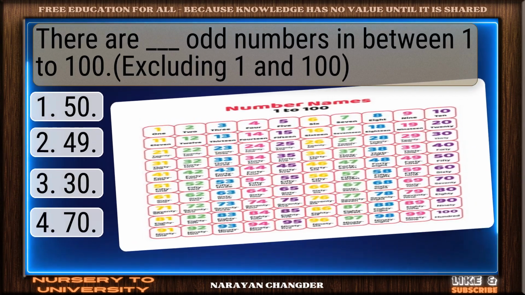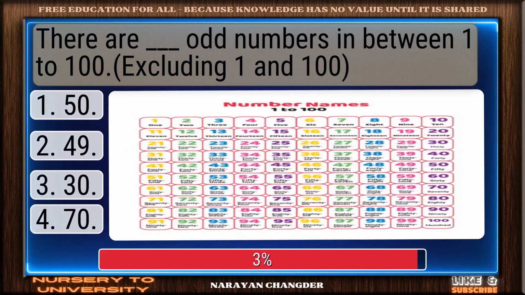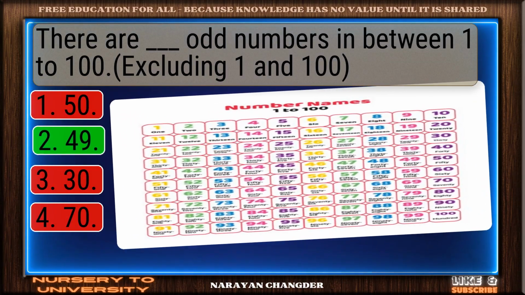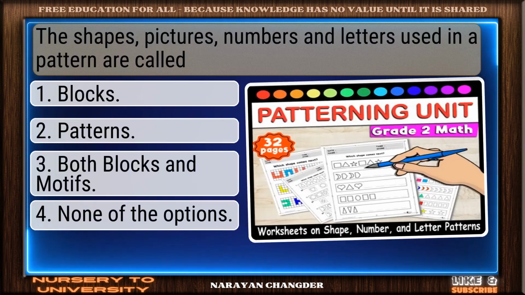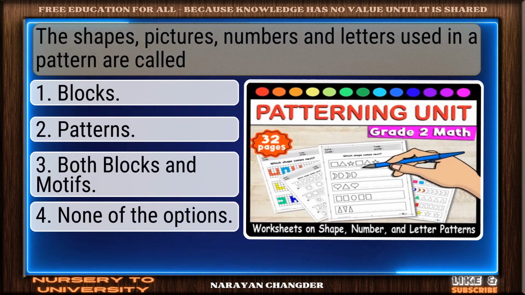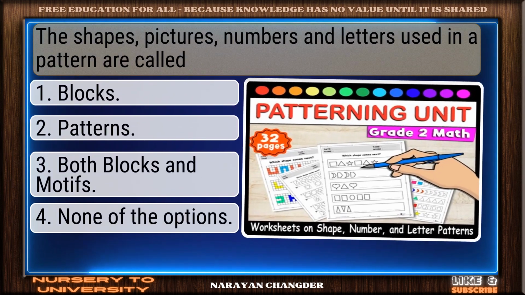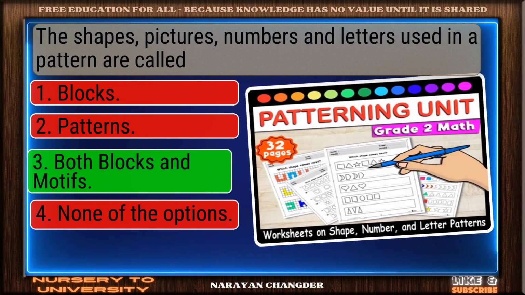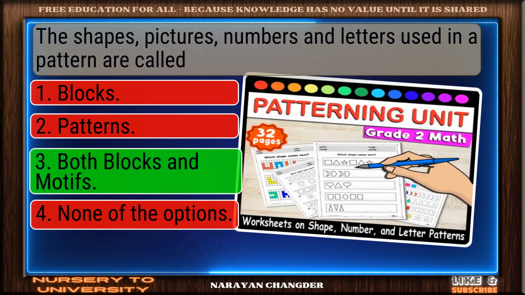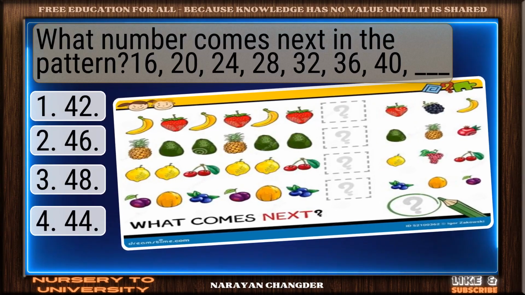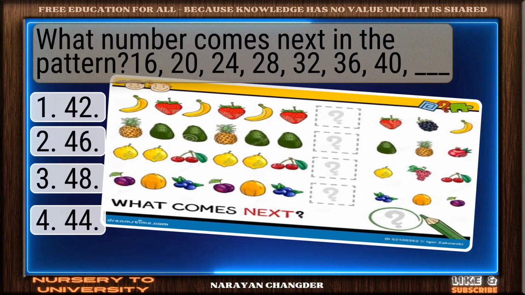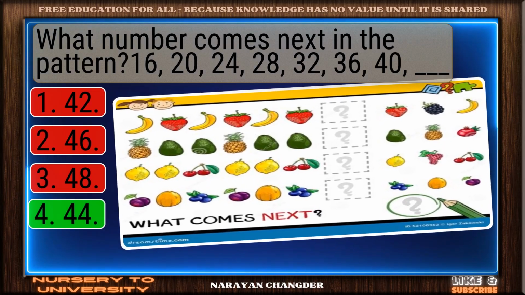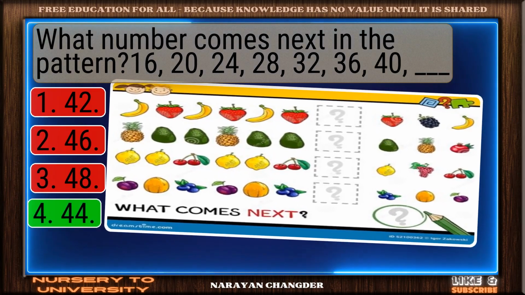There are dash odd numbers in between 1 to 100th. Sharp thinking. 49 is the right choice. The shapes, pictures, numbers, and letters used in a pattern are called. Smart pick. Both blocks and motifs is the correct choice. What number comes next in the pattern? 16, 20, 24, 28, 32, 36, 40 dash? Well done. 44 is the right choice.